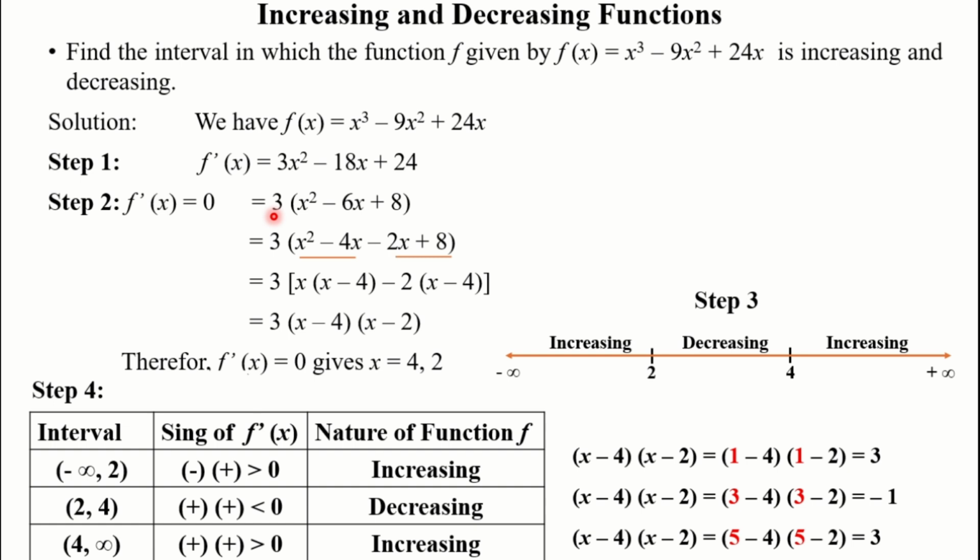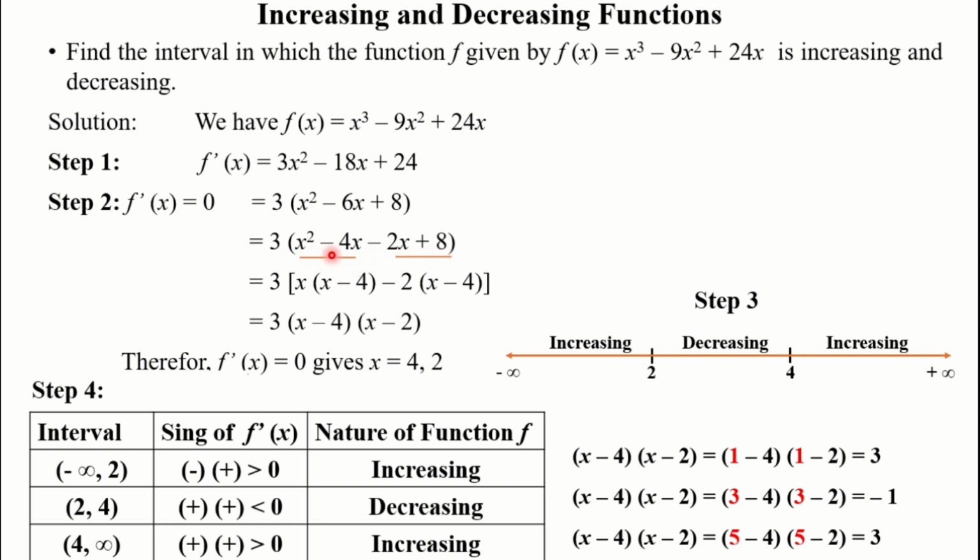Now here again I have put 3 outside for simplification of the given equation, that is 3(x² - 6x + 8). Now we use factorization to find the value of x. Factors of 8: -4, -2, and the addition of these is -6. x² - 4x - 2x + 8.